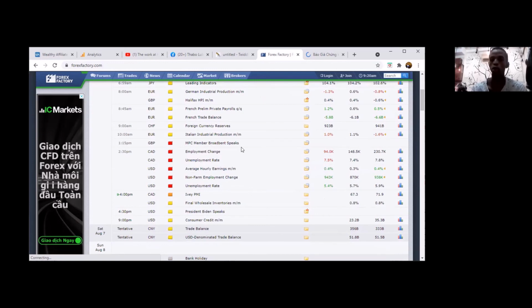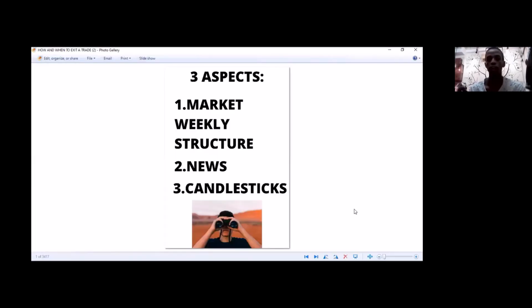That's all the things that I teach in my courses, and how to trade as a fundamentalist, so you can also capitalize on that. So yeah, these are basically the 3 aspects to give you the perfect setup for that particular week.